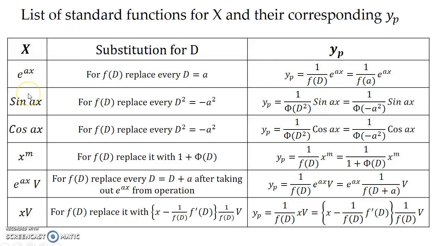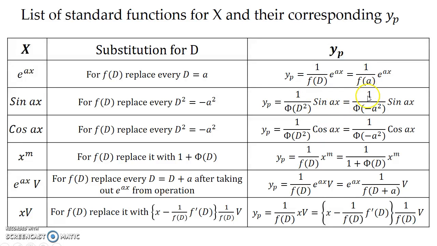Next let us go to the trigonometric functions, that is sin ax and cos ax. You can see that for both functions the substitution to be made is exactly the same, and even the YP will be exactly the same. So in F(D) you replace every D square with minus a square. Even for cos you replace every D square with minus a square. What I am going to do is write this F(D) as some function of D square, say phi of D square. So this is still F(D), but I am rewriting F(D) as a function of D square. I am treating the function F(D) as a function of D square. And then for every D square you substitute minus a square.